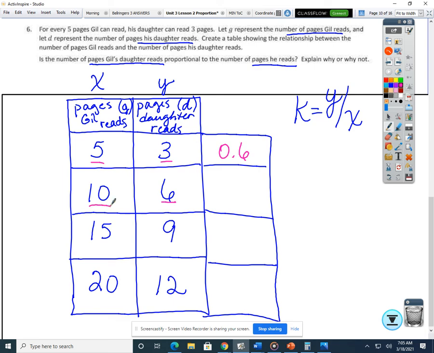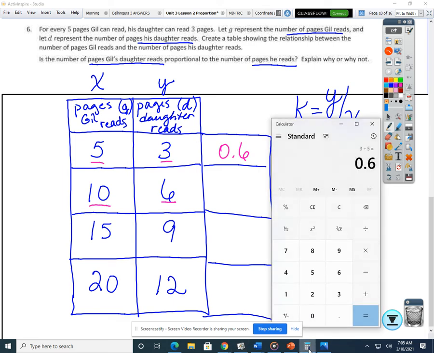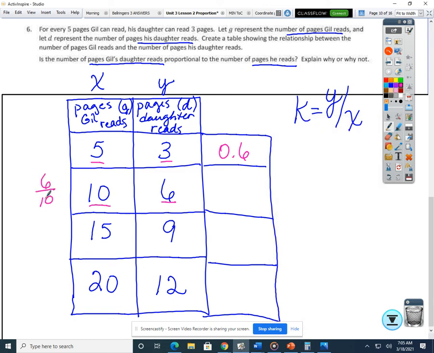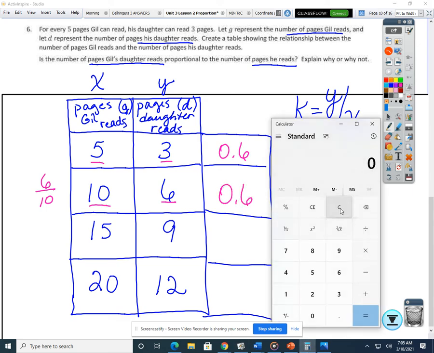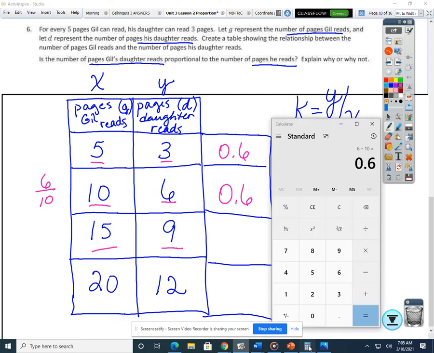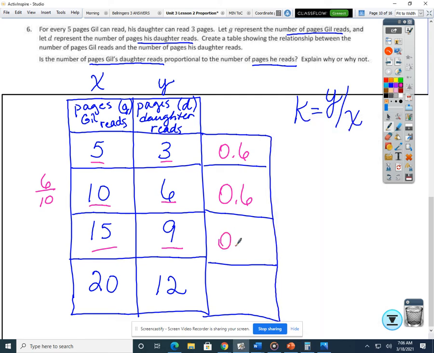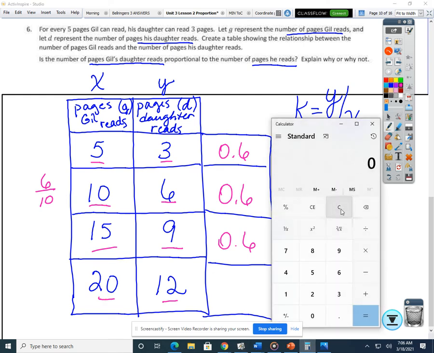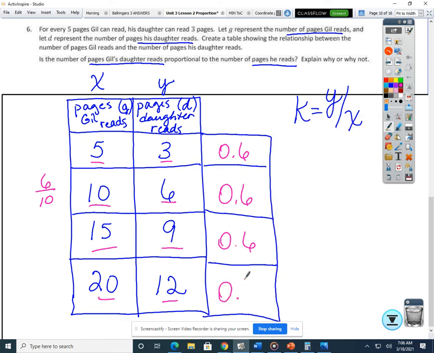For our second one, 6 divided by 10, do we have to multiply that one out? 6 divided by 10 is 6/10. And what do we know 6/10 looks like as a decimal? 0.6. But we can check it just to be sure. 6 divided by 10, 0.6. For our next one, we have 9 over 15. 9 divided by 15, 0.6. And for our last one, 12 divided by 20. 12 divided by 20, 0.6.